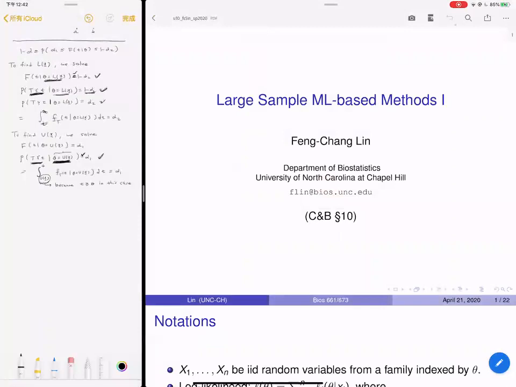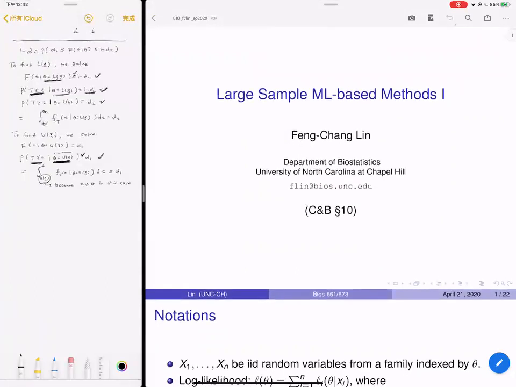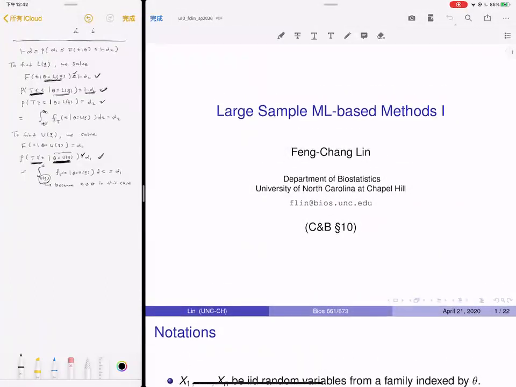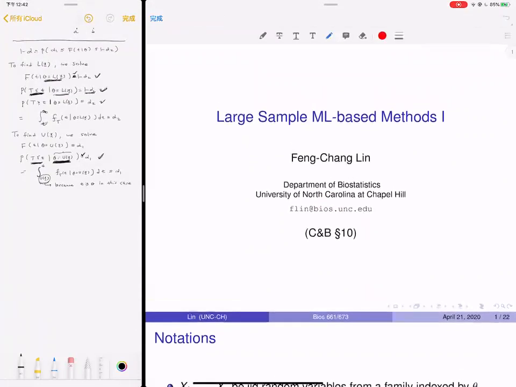Let me go through this large sample ML based methods. Okay, you can see number 1 right here. The reason this number 1 right here, of course, the number 2. Okay, with more complicated large sample theory of MLE.